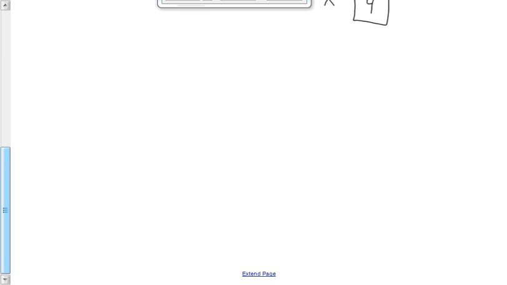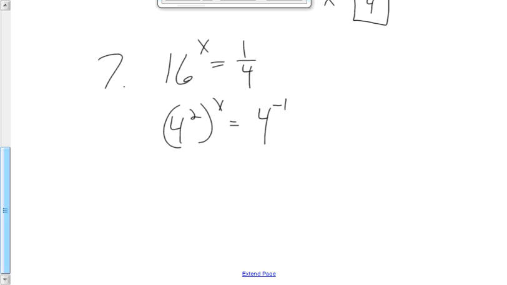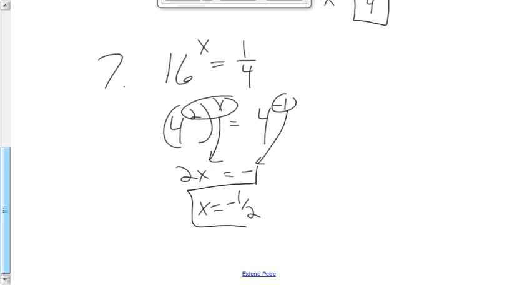All right, number 7. So I'm going to rewrite it as 16 to some power equals 1/4. 16 and 4 can both be written as base 4. That'd be 4 squared to the x and 4 to the negative 1. You get negative 1 because that would just flip it to 1/4. Okay, so now we have 2x here equals negative 1. So x would be negative 1/2.